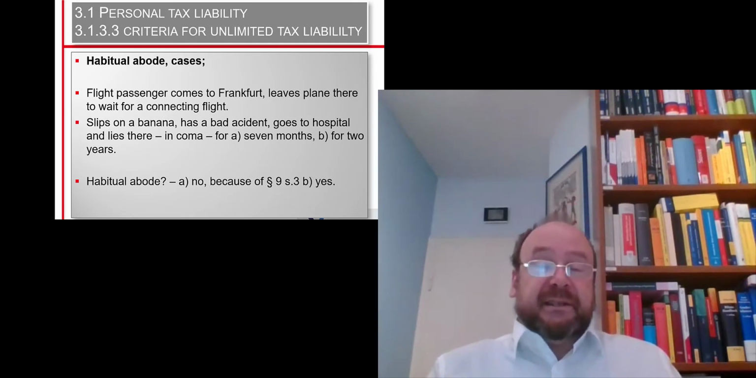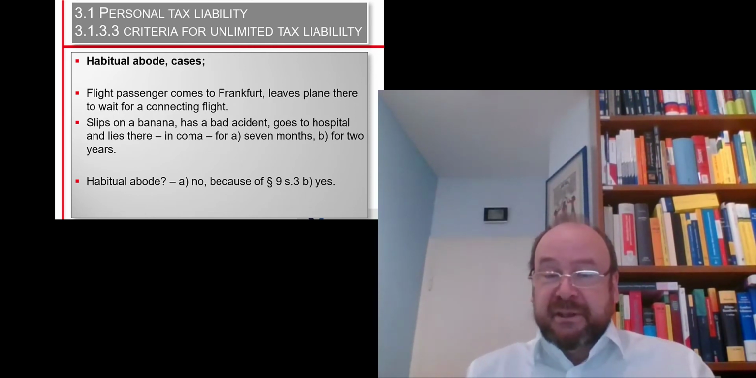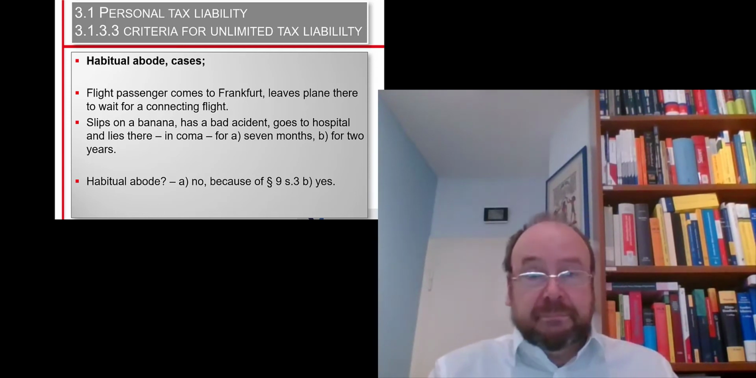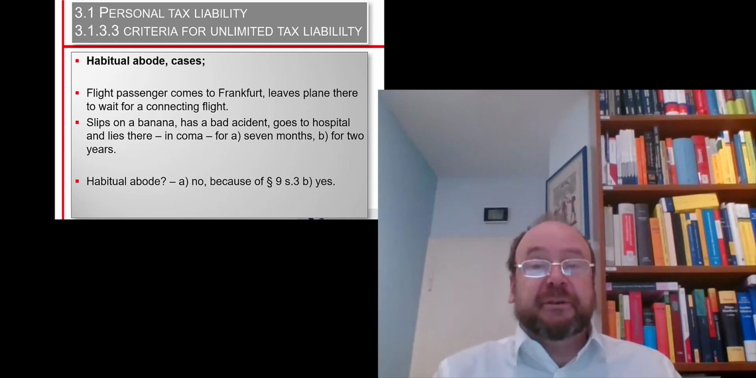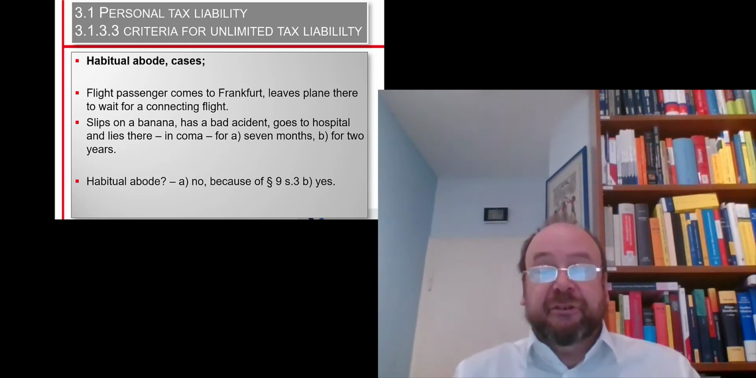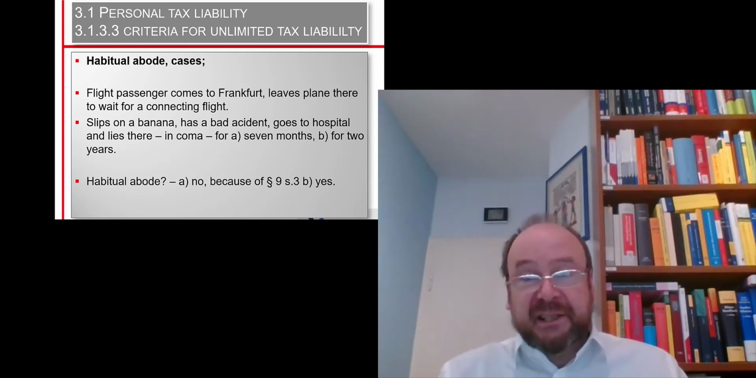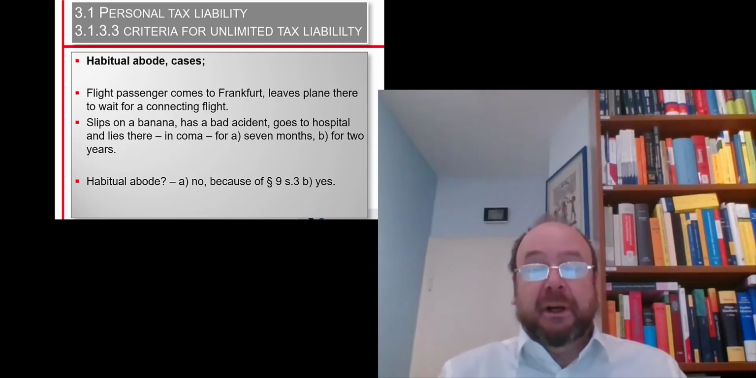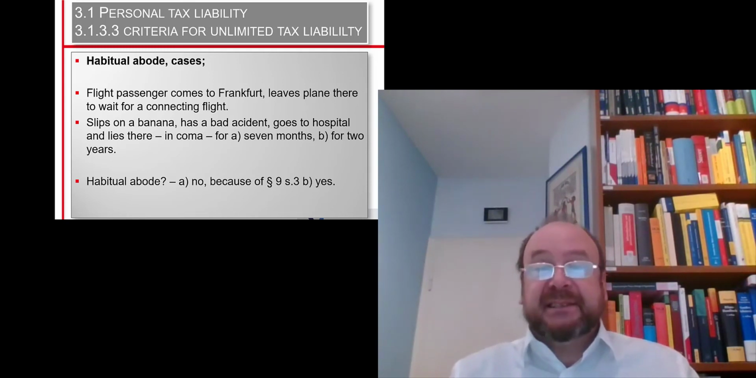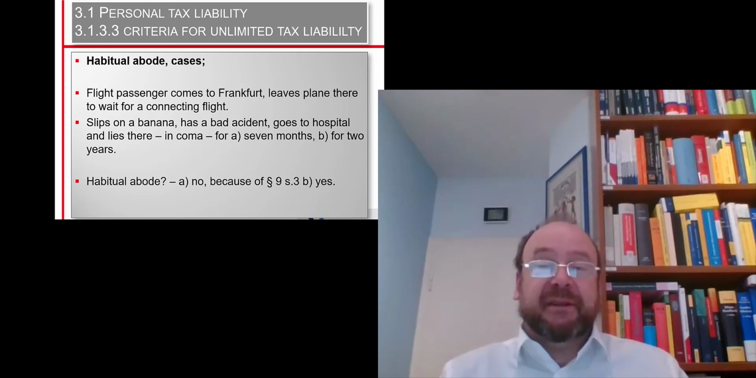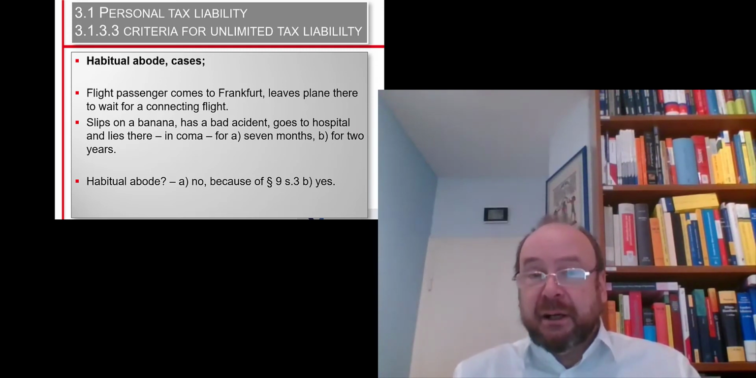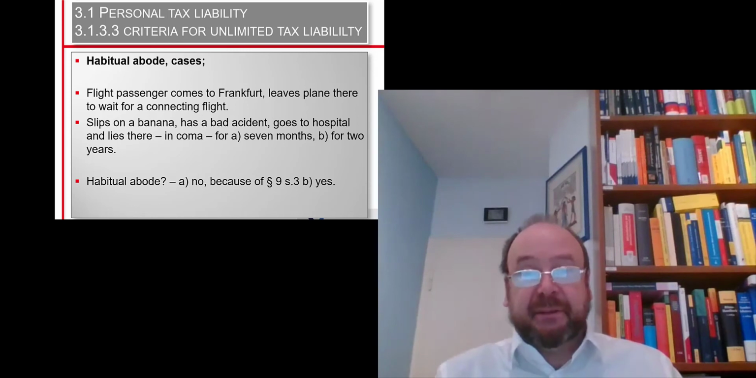Now, if that is a hospital stay for 2 years, then the time limit for entirely private stays in Germany is 12 months, as we have seen just now. And as you see, 2 years in hospital, that's far more than allowed. So you have a habitual abode in that hospital, so you are subject to unlimited tax liability.